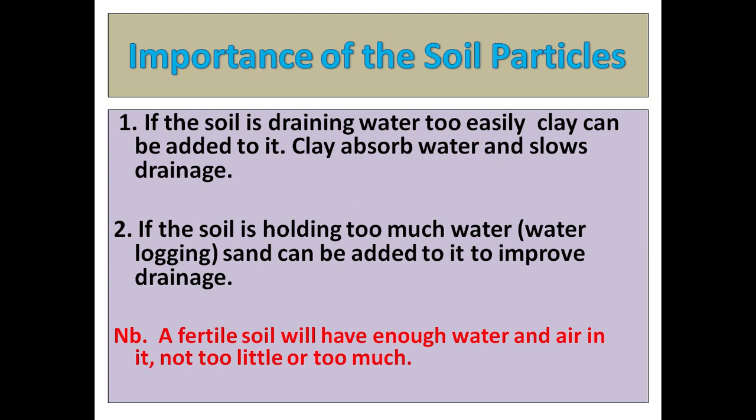Alright, number two, if the soil is holding too much water, and that is described as waterlogging, sand can be added to it to improve drainage. Right? You don't want too much water in your soil, because what that will do is rot the roots of your plants. It will promote the growth of fungus, commonly called root rot. So the roots of your plant will rot if too much water is present. So you can add some sand or silt to improve drainage to that soil.